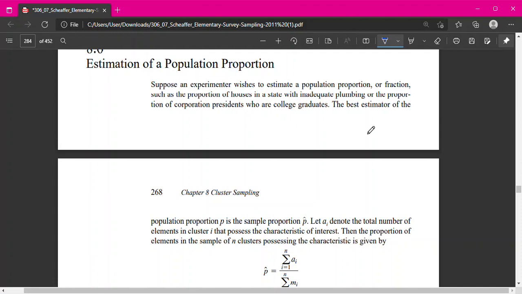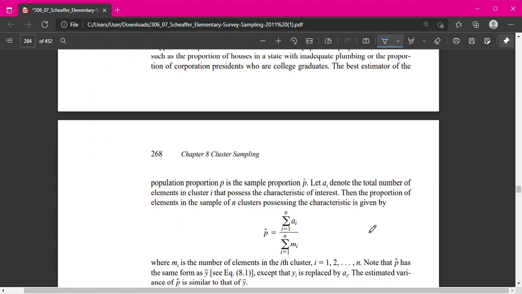So a i is the total number of houses with inadequate plumbing for each cluster. For each cluster you will have a value of a i. So to estimate the proportion, we total the a i for each cluster and divide by summation of M i. M i is the number of elements for each cluster.